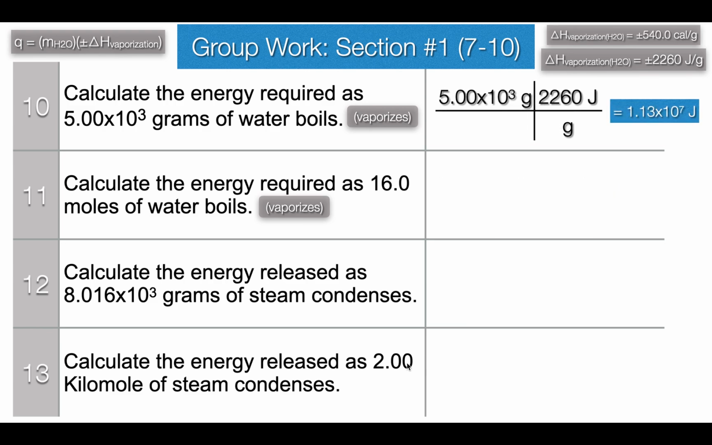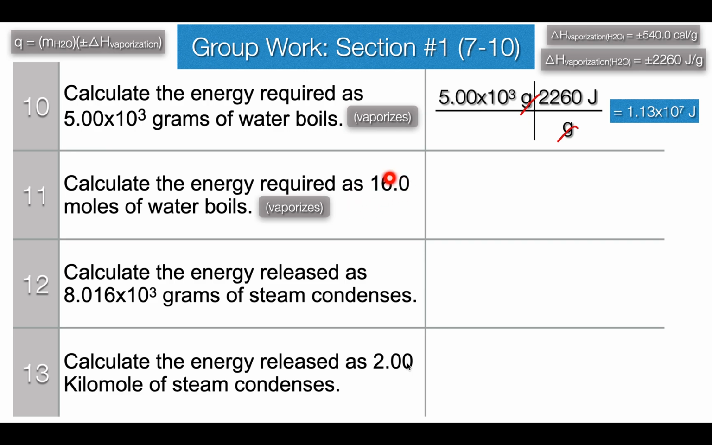So our mass will go in, well, we're going to use this equation up here. Mass times delta H. Our mass is 5 times 10 to the third grams. Delta H is 2,260 joules per gram. So mass goes here, delta H goes here, grams cancels out. We're left with joules.